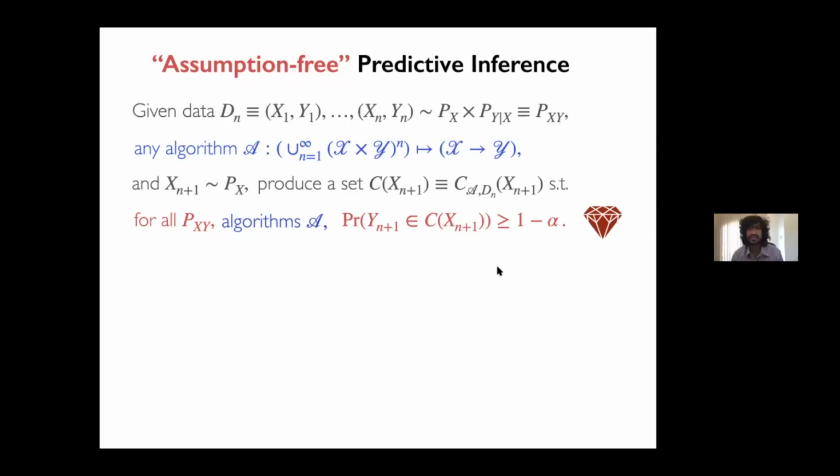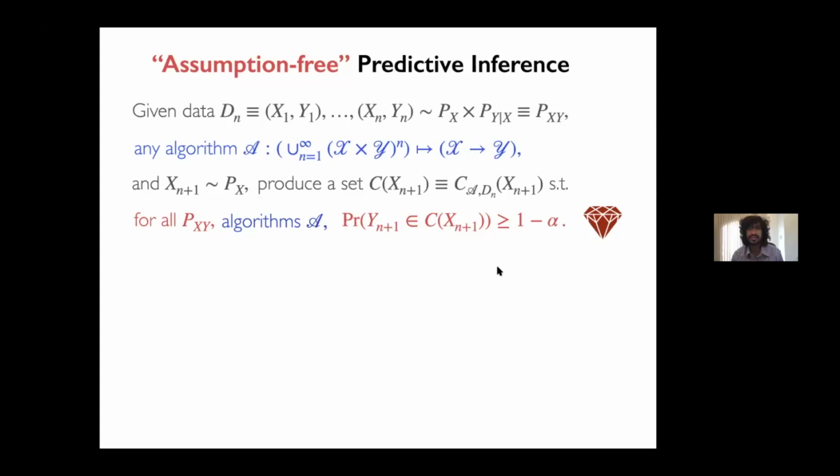Okay, so what is the goal of assumption-free predictive inference? Okay, so it's going to be stated as follows. So we're going to be given some data, x1, y1 to xn, yn, some labeled data. We're going to assume, for now, let's say that it's coming from some joint distribution P_XY, which I'm going to call P_X as the marginal and P_{Y|X} as the conditional of y given x. So we're given this data.